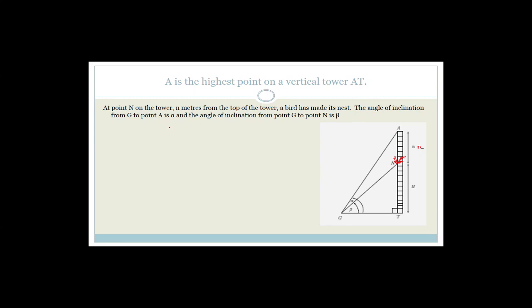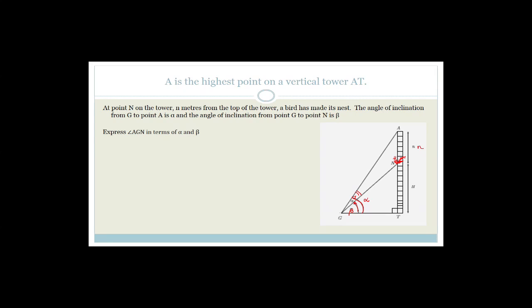The angle of inclination from G to point A is alpha. So if I'm standing at G and I look up at A, then the angle of inclination is alpha. But if I look at the bird's nest, then my angle of inclination is beta. So the first thing they ask us to do is express angle AGN, this one here, in terms of alpha and beta.